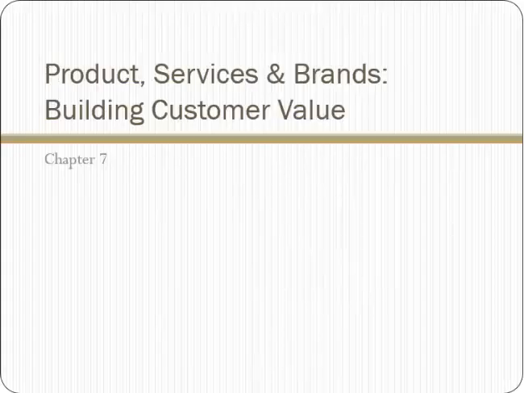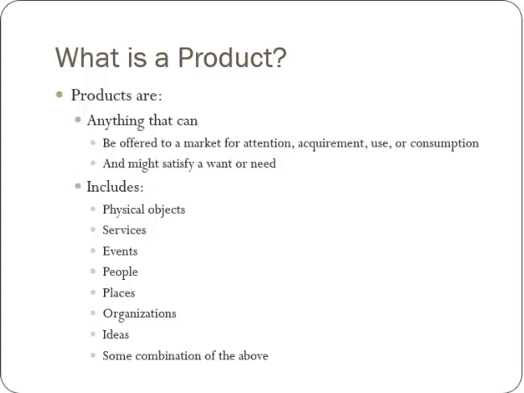Chapter 7 is about products, services, and brands: building customer value. Aside from reaching the customer and targeting the customer, properly segmenting the market and all that other stuff, now we've got to build value for the customer and for the company. First of all, we've got to figure out what a product is. Well, a product is pretty much anything that can make you money. It includes anything that can be offered in the market for attention, acquisition, use, or consumption, and can satisfy any want or need of anybody.